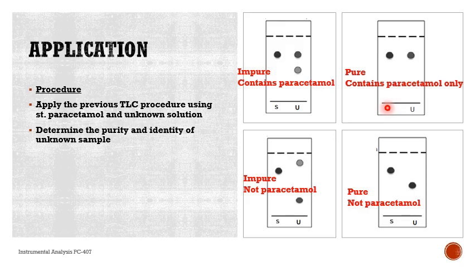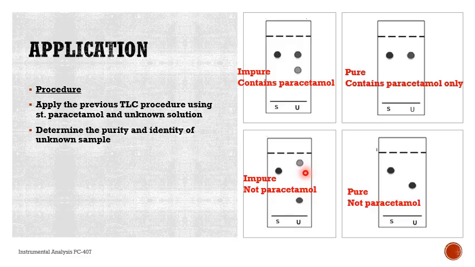Okay, let's move to the other plate. This is standard paracetamol and this is the unknown. The unknown has yielded only one spot which has the same RF value as paracetamol, and that's why we can conclude that it contains paracetamol. And it is pure as it has yielded only one spot. Okay, let's move on to the next TLC plate. Standard paracetamol, only one spot. The unknown has yielded 2 spots. 2 spots, this means that it's impure.